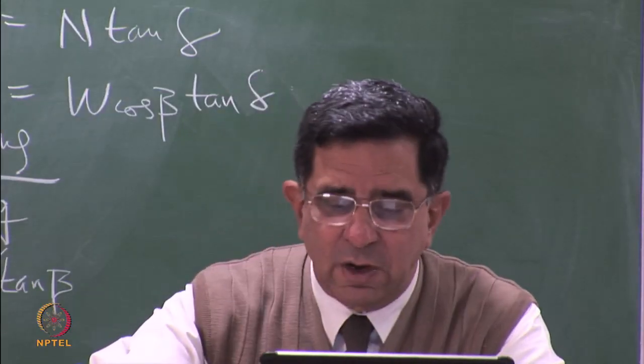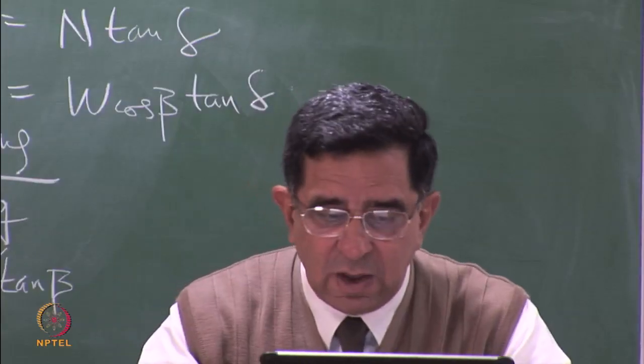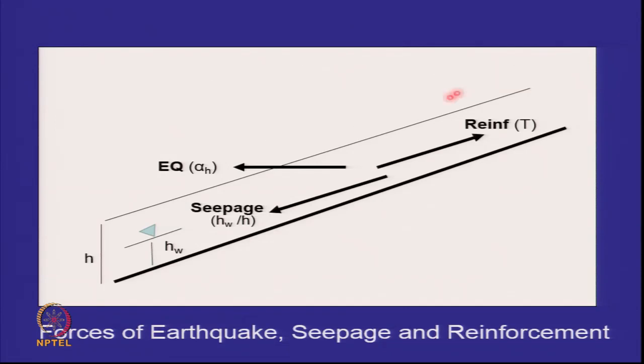So by putting a geogrid here, please see this GG. Geomembrane, sand, geotextile, I have put a geogrid. A geogrid is a relatively stiff geosynthetic, I showed you the photograph, which is in the form of a mesh, and it can give you a T. So once you have a T, that will add to your stability.